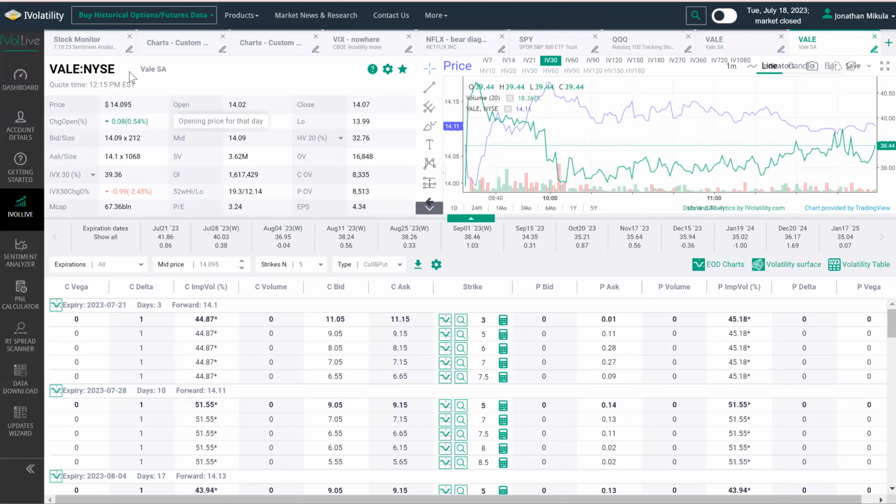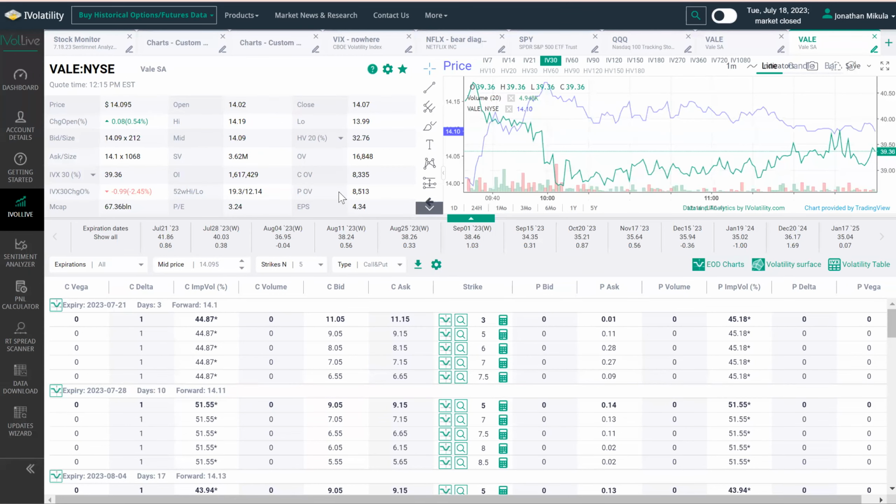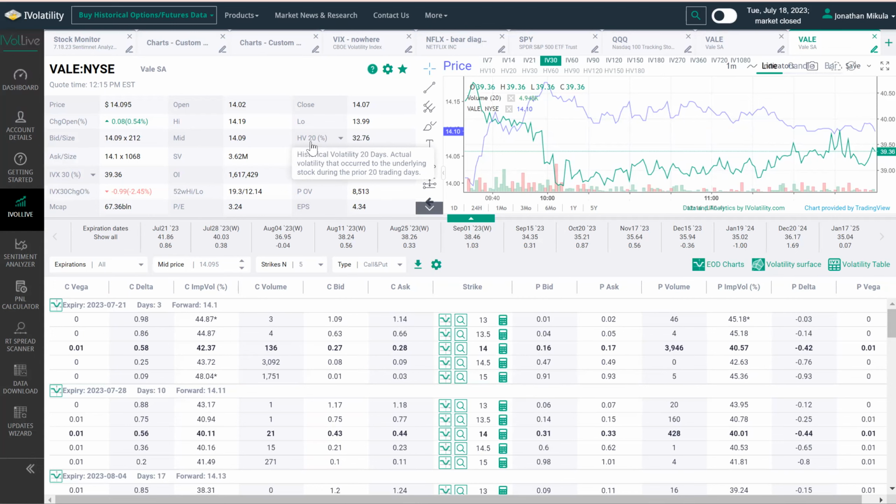So when you click on a name, it's going to bring you here, and we have our fundamentals on the left. These are things like price and IVX, which again is looking at the next 30 trading days. And then historical volatility 20 is apples to apples, because it's looking at the past 20 trading days. Even in a month, there's typically 20 trading days. So HV30 and HV20 are great apples-to-apples comparisons. And we can see with Vale, its IVX, even without looking at the chart, is slightly higher than the historical volatility.